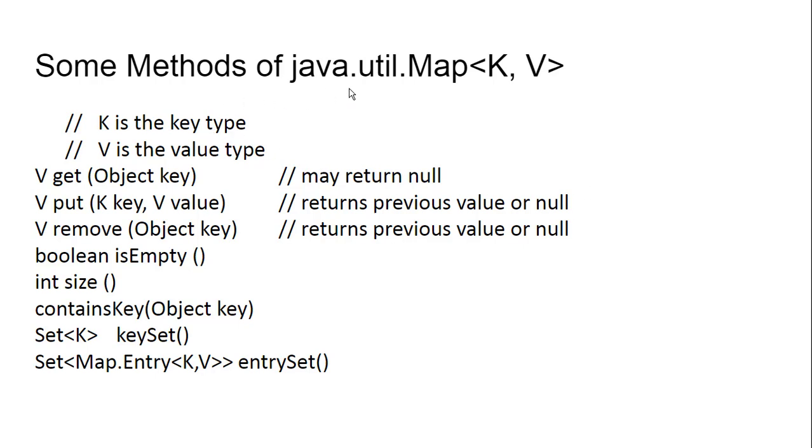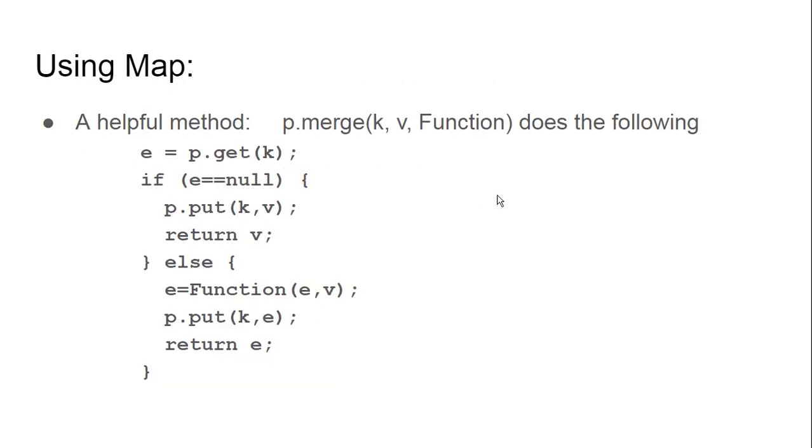So these are some of the methods in Java's map interface. We can get the value corresponding with the key. We can put a value corresponding with the key, remove a key, and so on. So we can go through all the entries in a map or all the keys in the map.